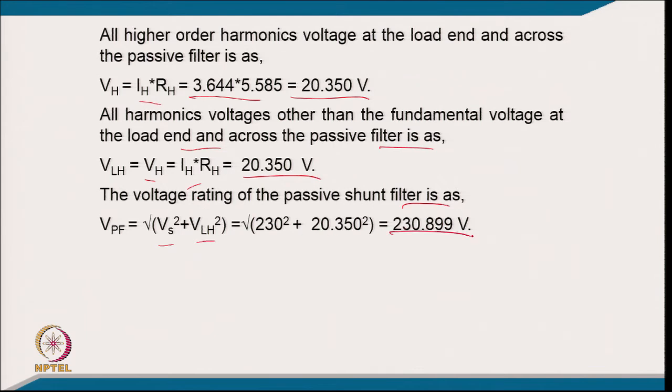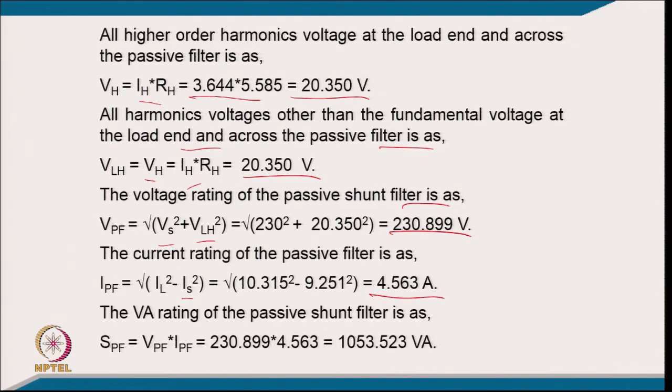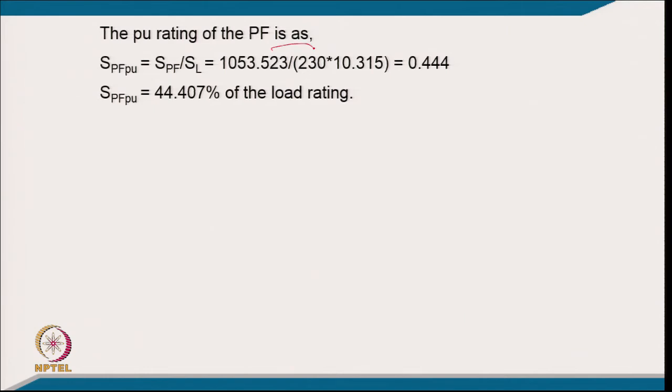the square root of RMS voltage squared plus all harmonic voltage squared. So, it comes 230.855 volt, and the current rating of the passive filter is the square root of IL squared minus IS squared. So, from this you can calculate 4.563, because it not only takes harmonic current, but it also takes reactive current. So, the VA rating of the passive shunt filter is VPF into IPF. So, the voltage we already calculated 230.899 and the current 4.563, it comes to 1053.523 VA, and the per unit rating of the passive filter is the passive filter rating divided by the VA rating of the load. So, putting the value it comes only 0.444.